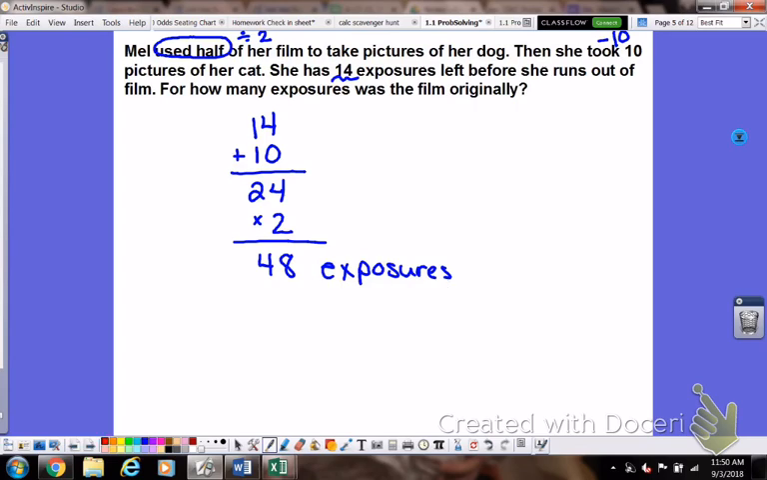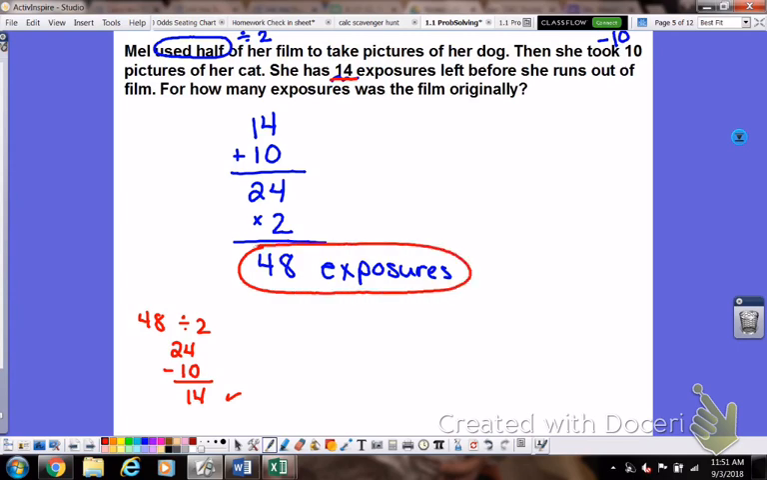Now how could we double check this? Well, if we started with 48, and going through the process, she used half. So half of 48, divided by 2, gives us 24 exposures. Next, she took 10 pictures of her cat. When we subtracted 10, that gave us 14 exposures. Double check. Yes, she ended with 14 exposures, so we know that worked. Final answer of 48 exposures.